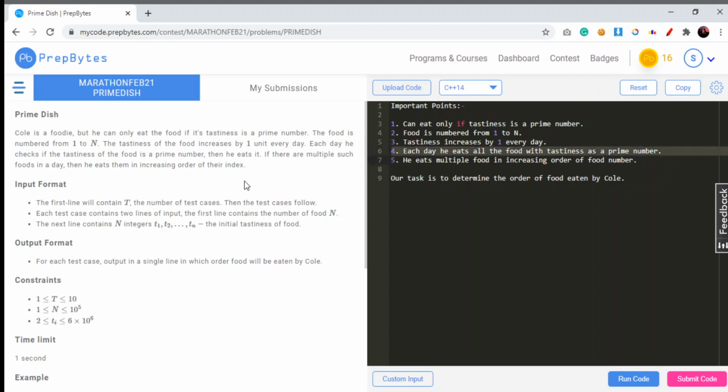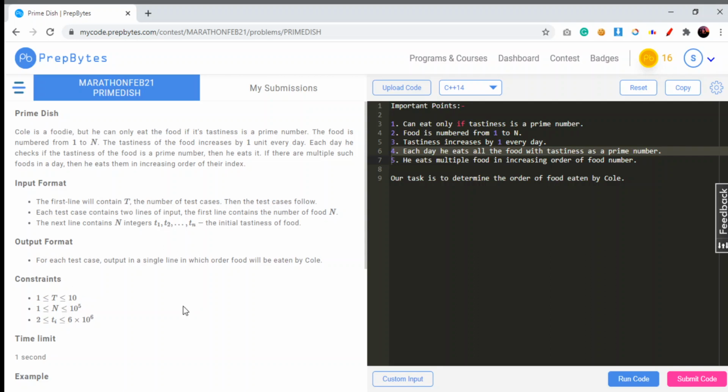Now, if there are multiple such foods in a day, then he eats them in increasing order of their index, which means that he eats multiple food in increasing order of their food number. Now coming to the input format, the first line will contain T, which is the number of test cases, and for each test case, there are two lines of the input. The first line contains the number of food n, and the next line contains n integers t1, t2 up to tn, which means the tastiness of each and every food.